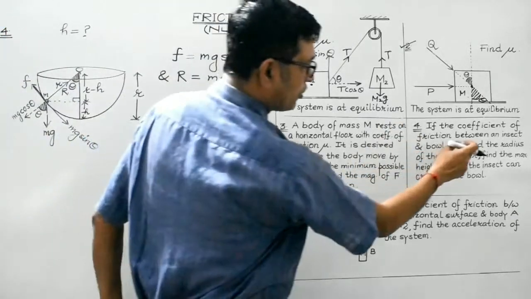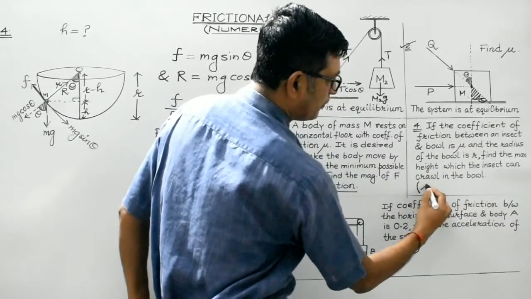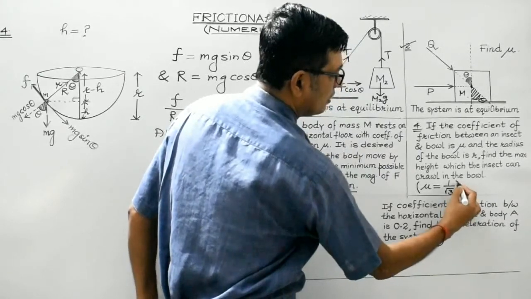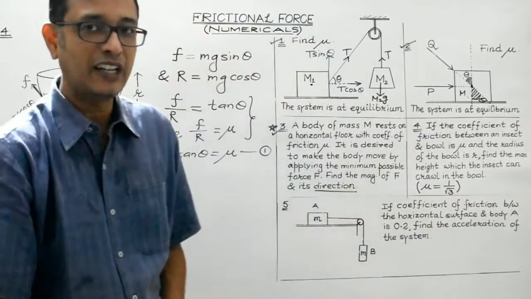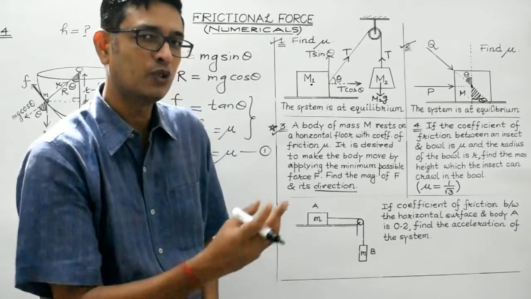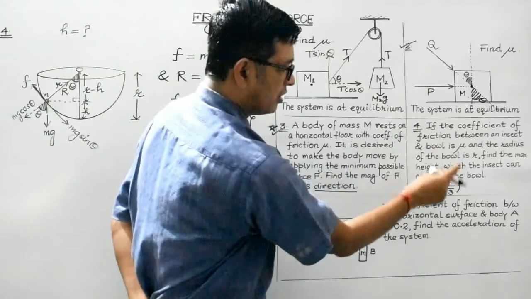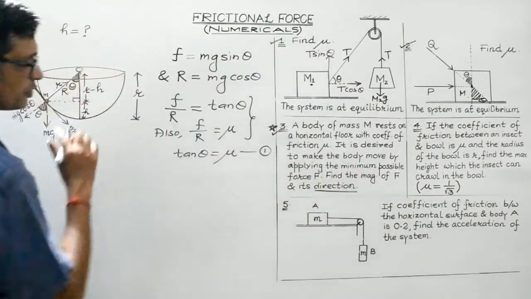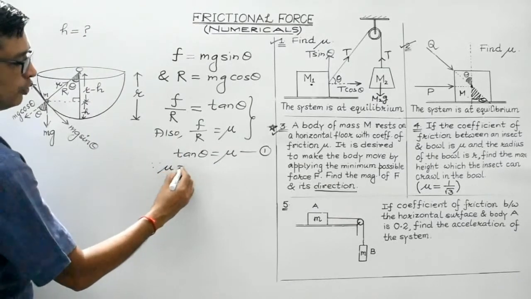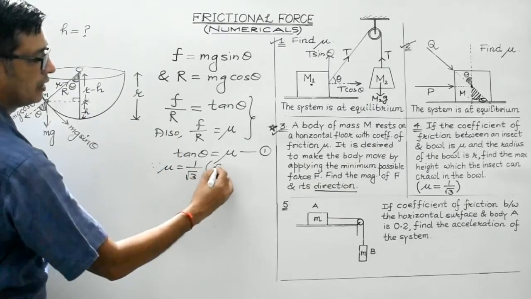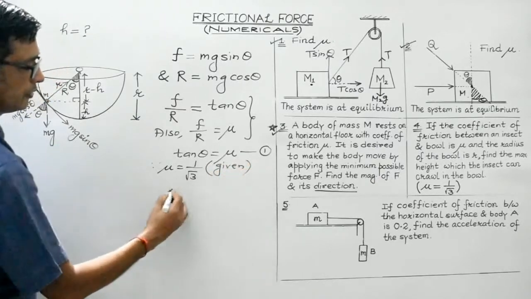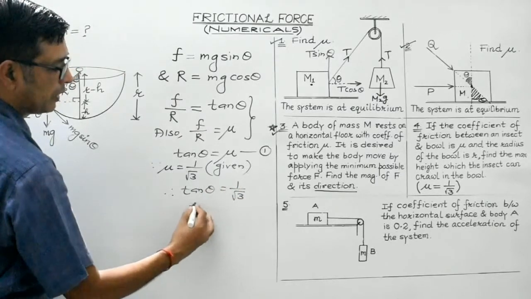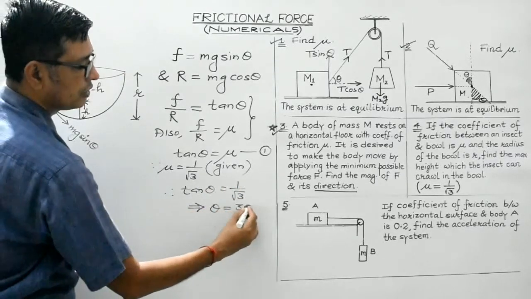Actually, in the question, the value of the coefficient of friction is given to be 1 by root 3, right? It is only then we can find the expression of h in terms of r. So let's substitute this value. Since mu is given to be 1 by root 3, tan theta is equal to 1 by root 3, which implies that theta is equal to 30 degrees.